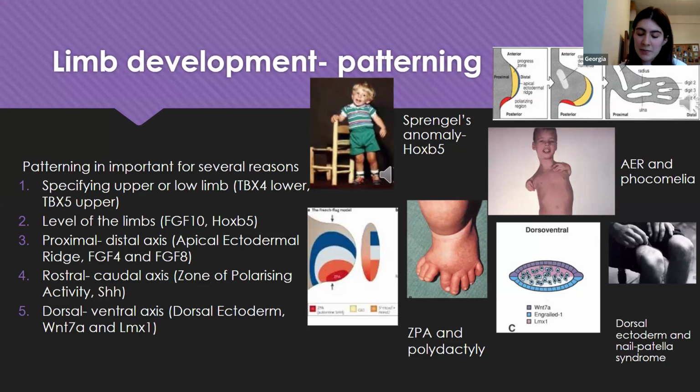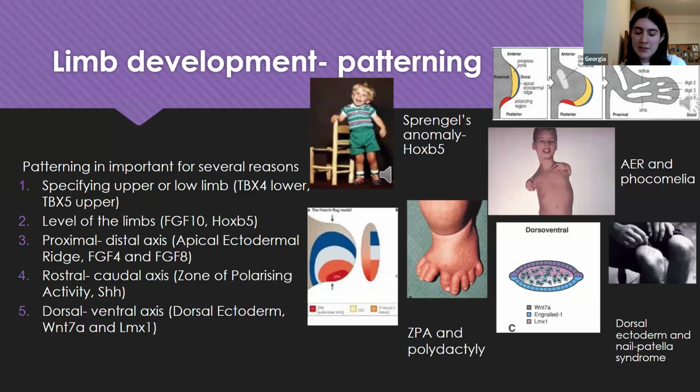The positioning of limbs at specific levels in the body is important to ensure correct development. And Hox genes and FGF10 are the signals identified as playing a key role in positioning growth of the limb bud and therefore the limb. So a mutation in HOXB5 causes the upper limbs to grow more rostrally, so higher up than they should, and this leads to a condition known as Sprengel's anomaly, which can be pictured on the slide.